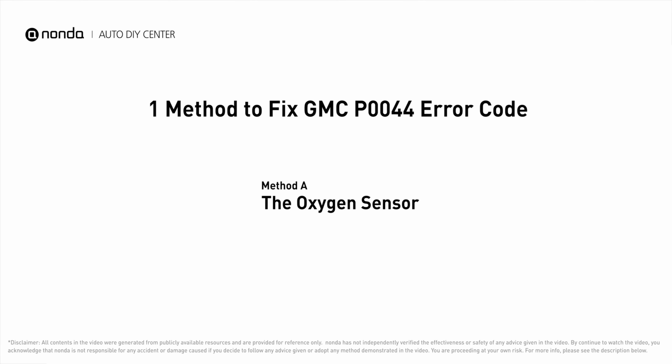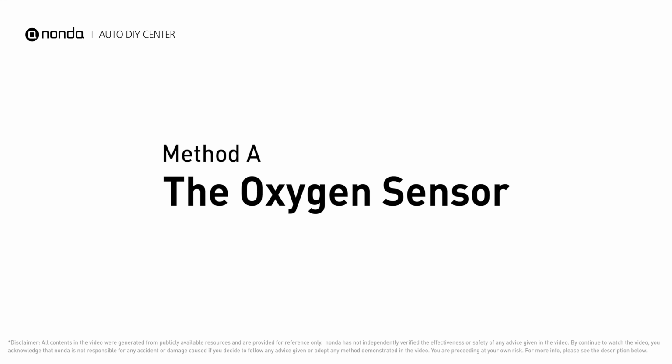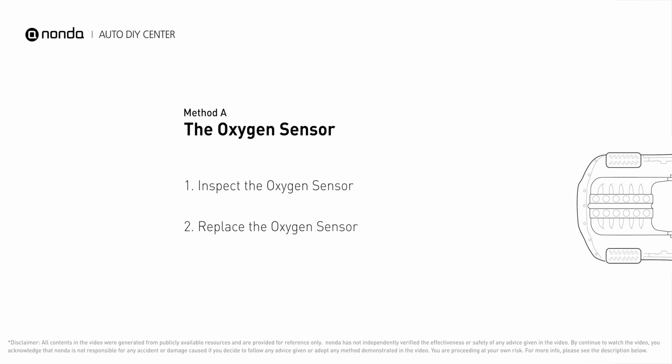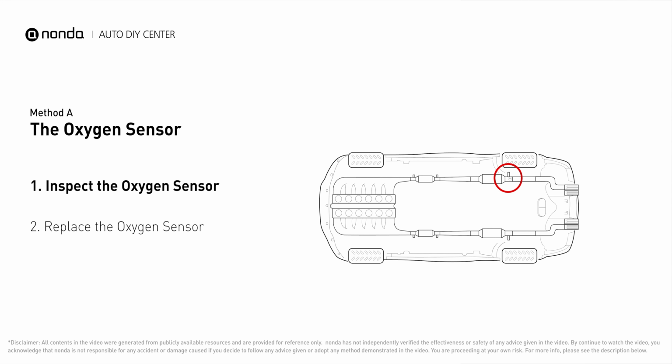Here are one of the most practical solutions to fix GMC's P0044 error code. Method A, the oxygen sensor. This oxygen sensor is located right after the catalytic converter. Bank 1 is on the side with the cylinder number 1. Sensor number 3 is downstream of the last catalyst in the exhaust system.